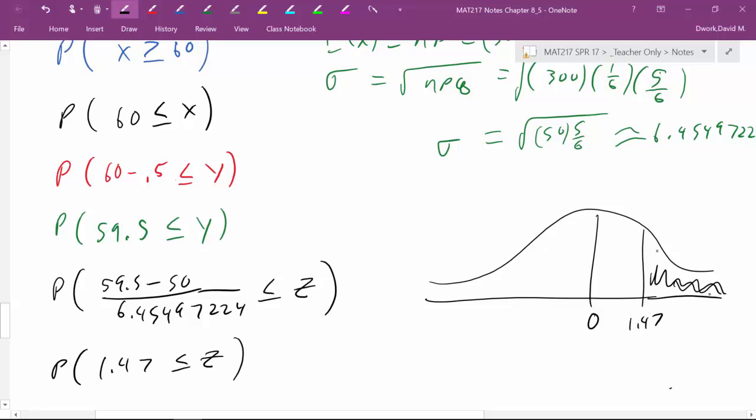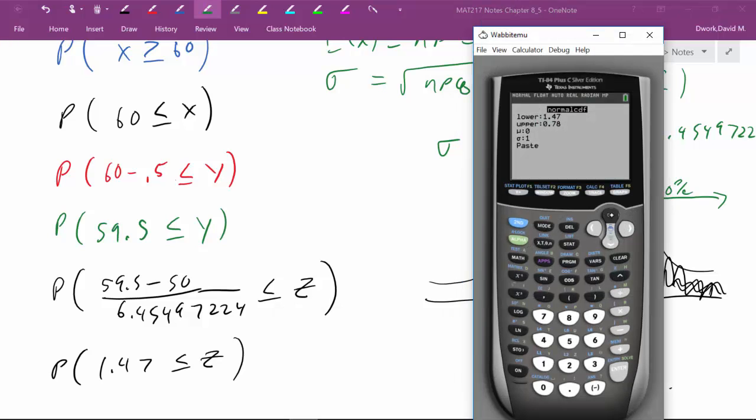So therefore, but I can't do that. The calculator needs an actual value. Well, do you remember, we've mentioned this before, that if we just go from the mean up, this would make 50% of your data. So what we could do instead is, instead of saying what I want, figure out what I don't want and subtract it away from the 50%. So instead of doing a lower bound of 1.47, let's just do a bound of 0 to 1.47. So a lower bound of 0, upper bound of 1.47, and everything else normal.